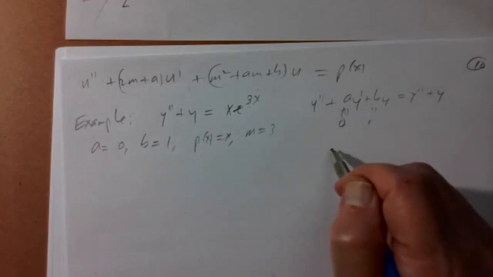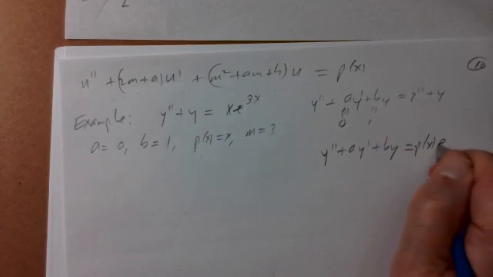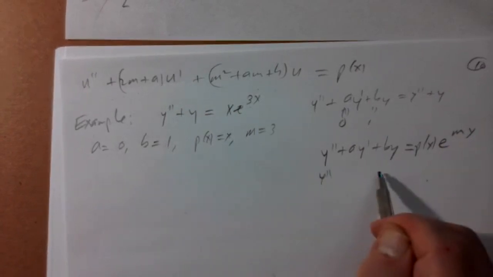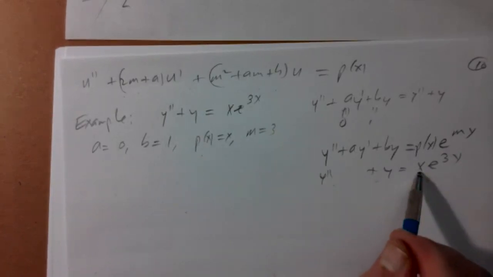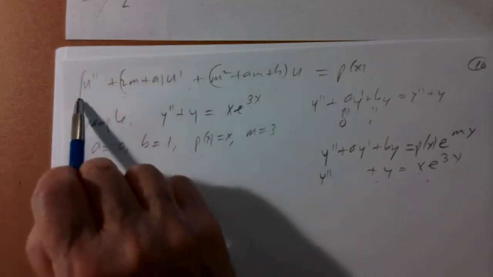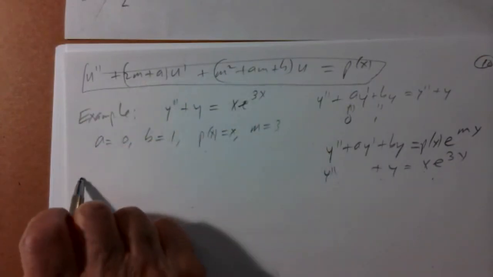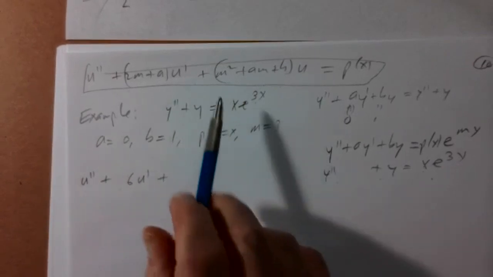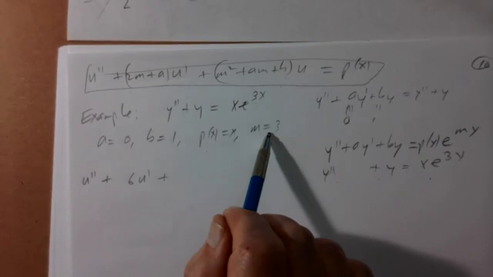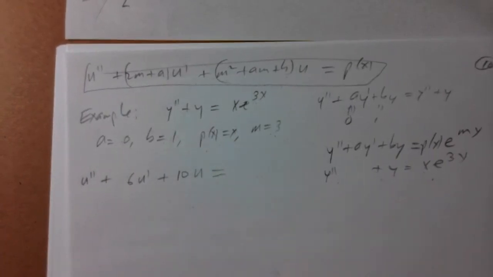So if I'm looking at this in the form y double prime plus ay prime plus by equals p of x e to the mx, when my equation is y double prime plus y equals x e to the 3x, a is 0, b is 1, p of x is x, m is 3. And I'm going to look for a solution u e to the 3x, where u satisfies this equation. What is this equation? u double prime plus (2m plus a, which is 6) u prime plus (m squared plus am plus b, 9 plus 0 plus 1, which is 10) u equals x.